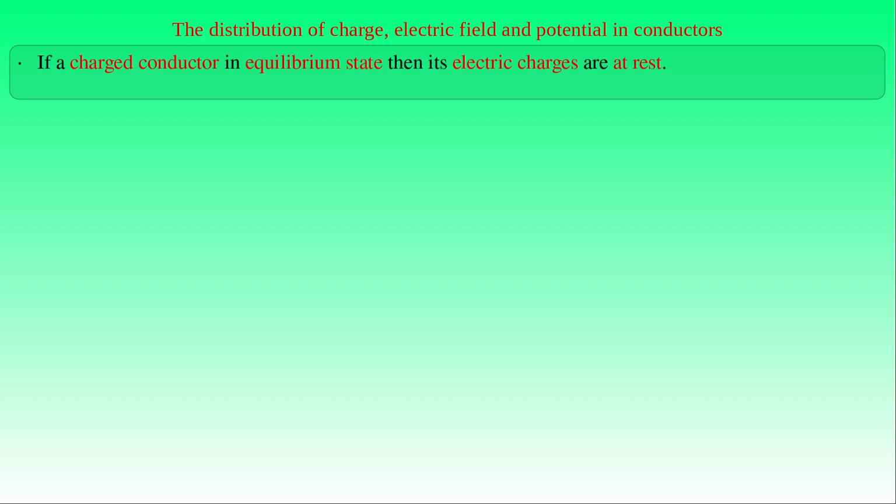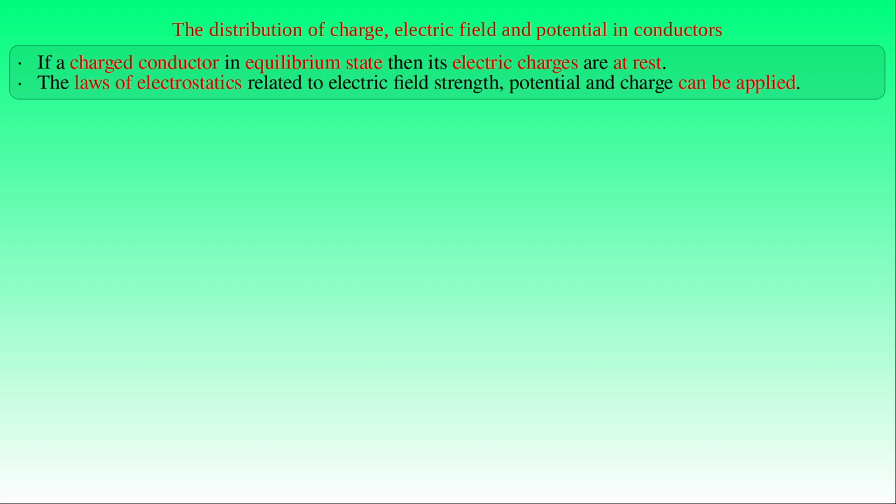In order to discuss the behavior of conductors in electric field, we need to study the distribution of electric charge, the electric field and the potential in them. Let us suppose that a charged metallic conductor is in equilibrium state, that is, its electric charges are at rest from phenomenological point of view. Then the previously presented laws of electrostatics related to electric field strength, potential and charge can be applied in simple examples and thought experiments where we can draw the following conclusions.